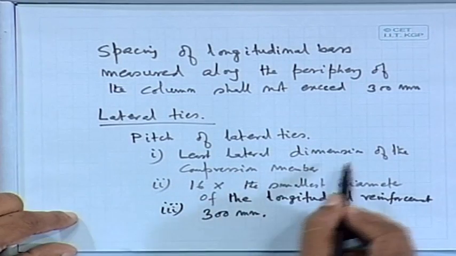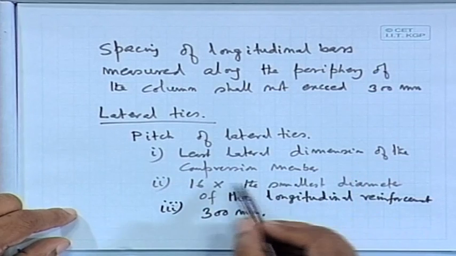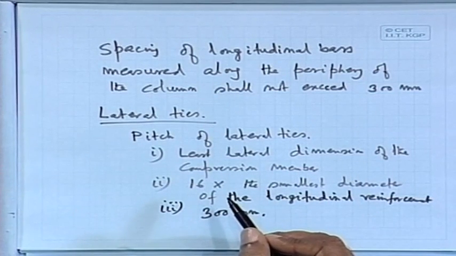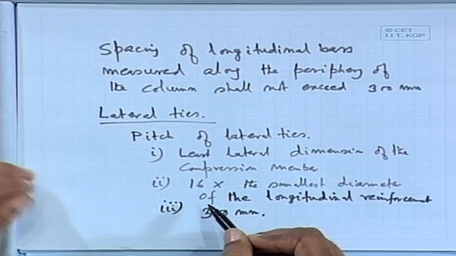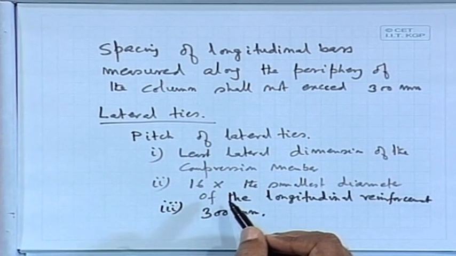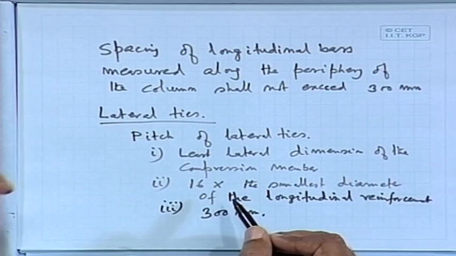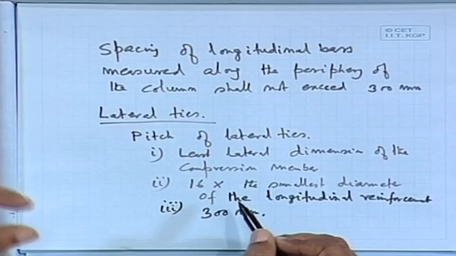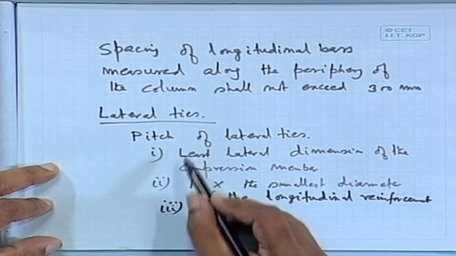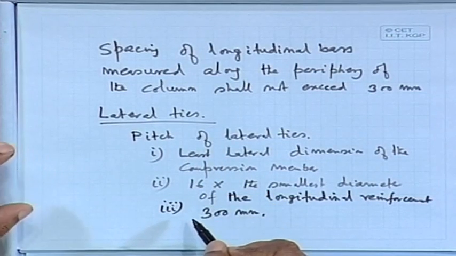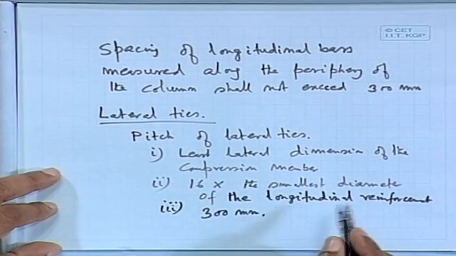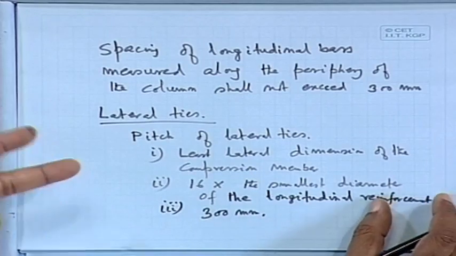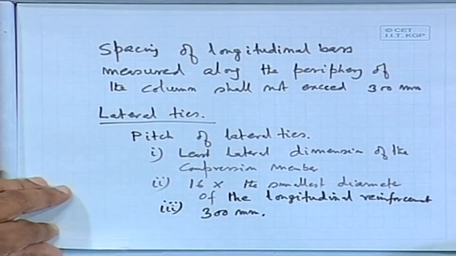So, we have the least lateral dimension, that is one case. Then another one, we find whatever the longitudinal diameter you have provided, multiplied by 16. If you have say 12 millimeter, 16 millimeter like that, out of that you take the smallest diameter and find 16 times of that, or 300 millimeter. Out of this, whichever is the minimum, that you have to provide. So, this is your lateral ties pitch or spacing, that means the spacing that you have to provide.